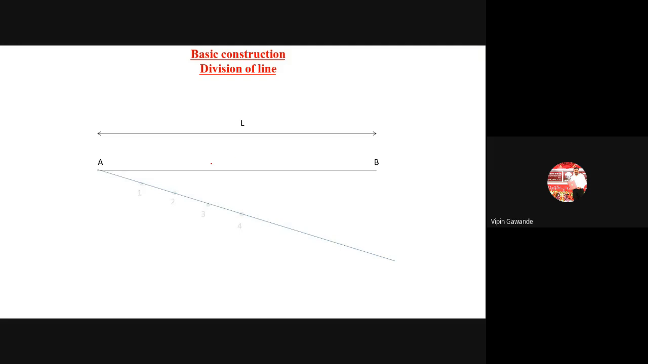After that, we have already seen, because we have to use this construction here, how to divide the line.